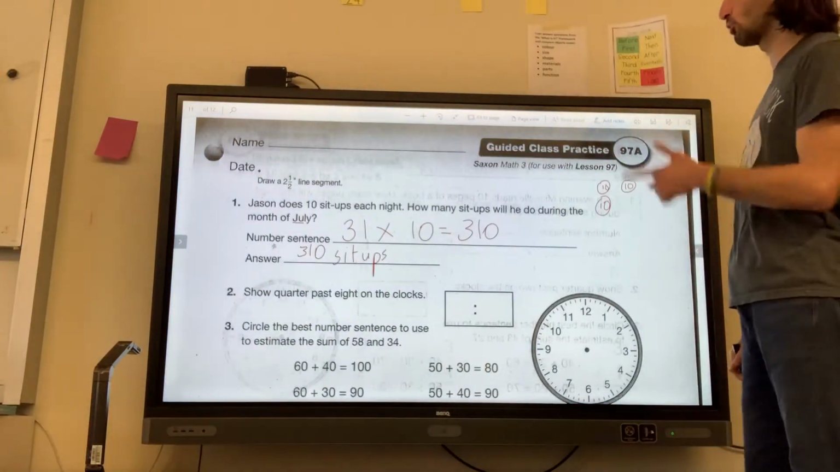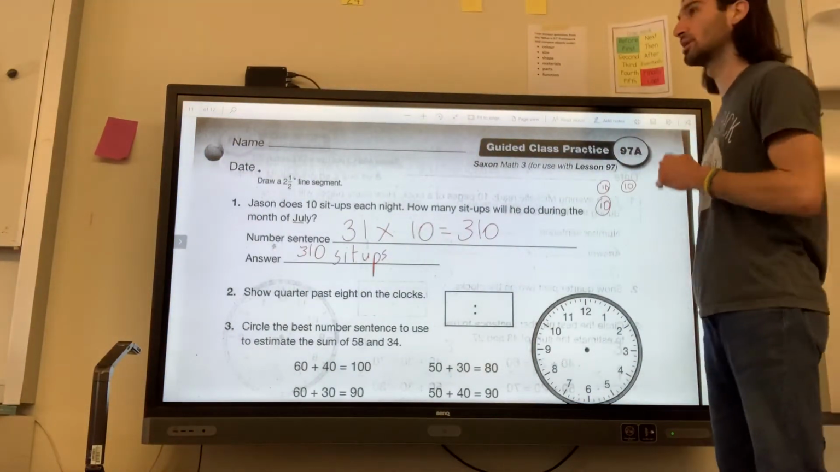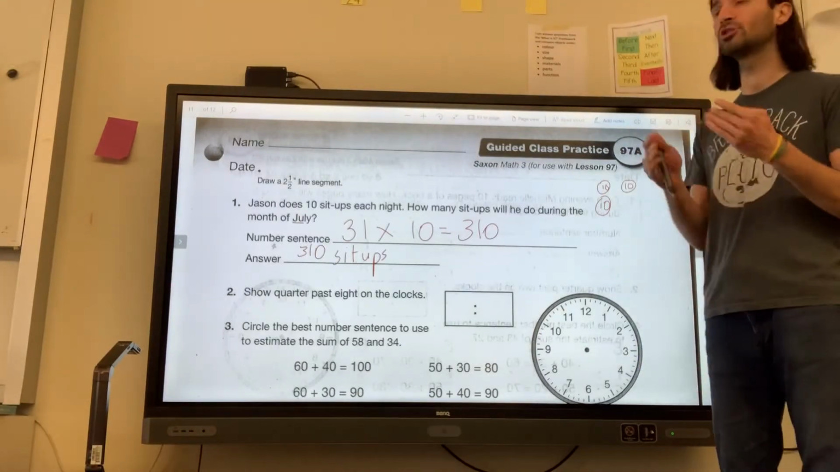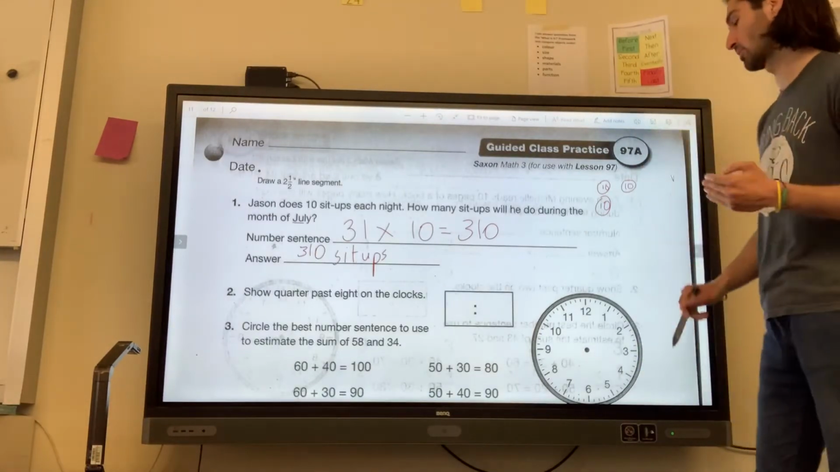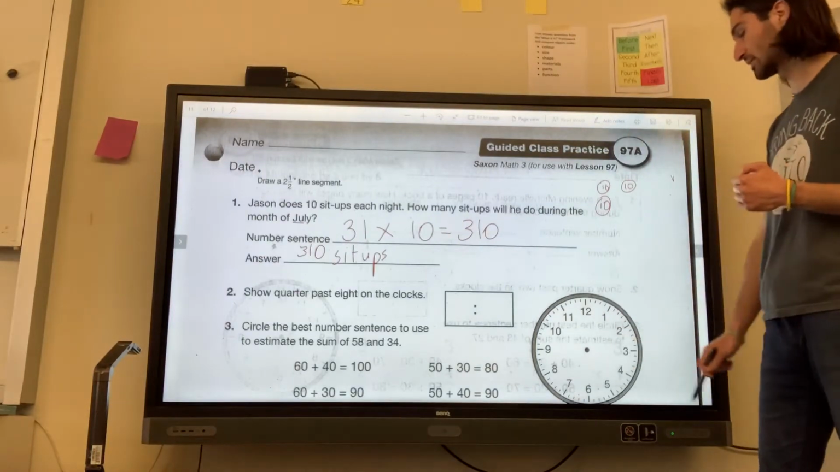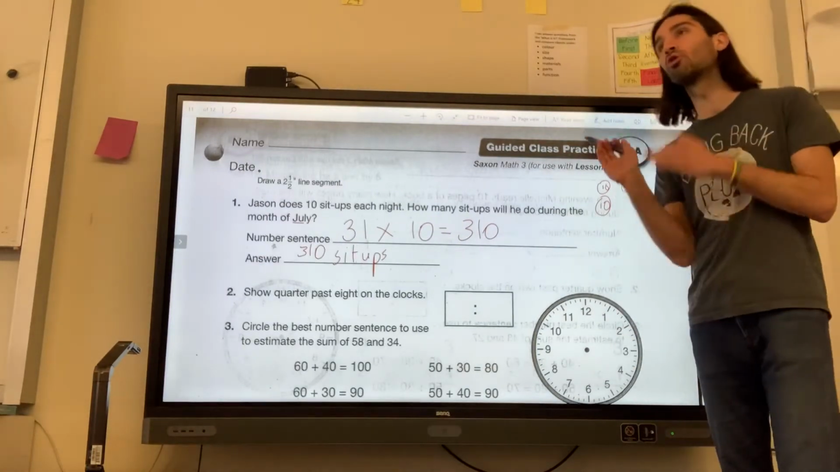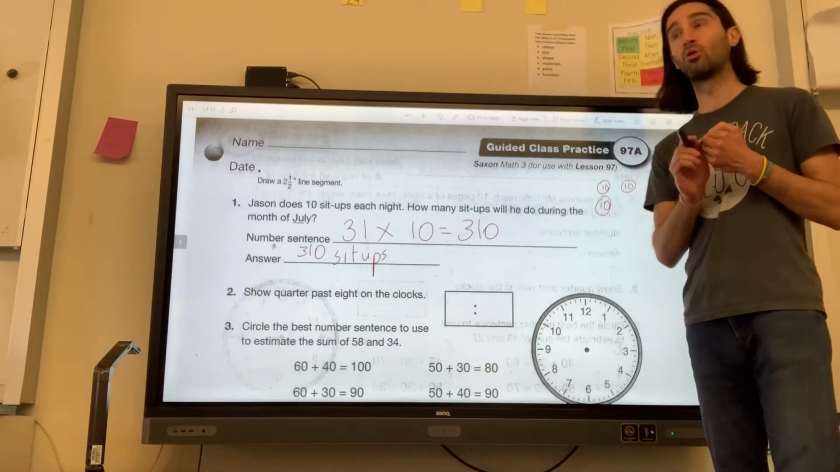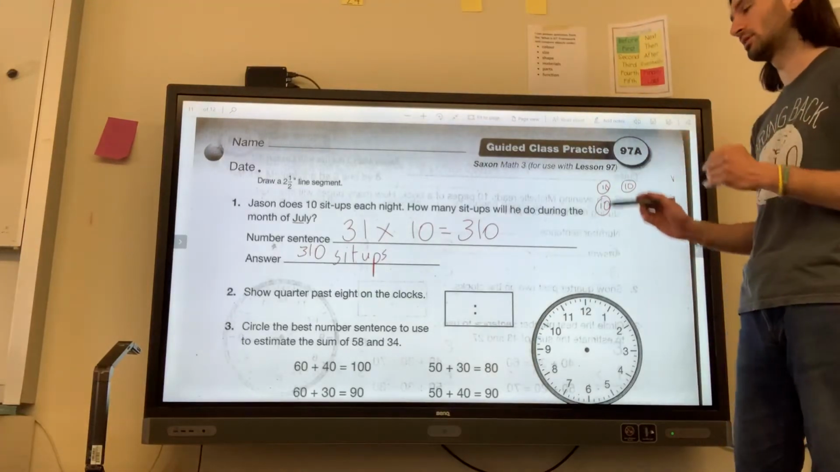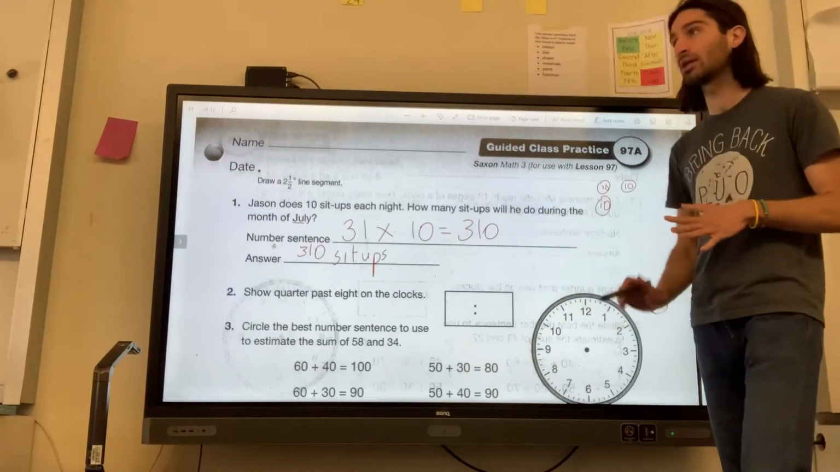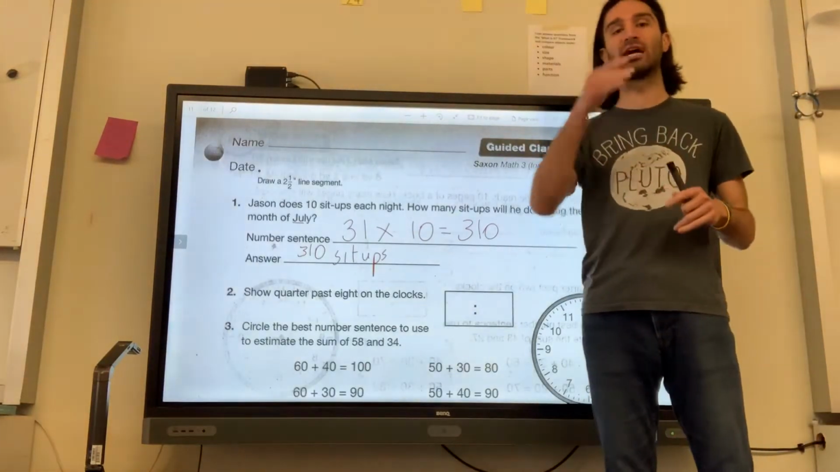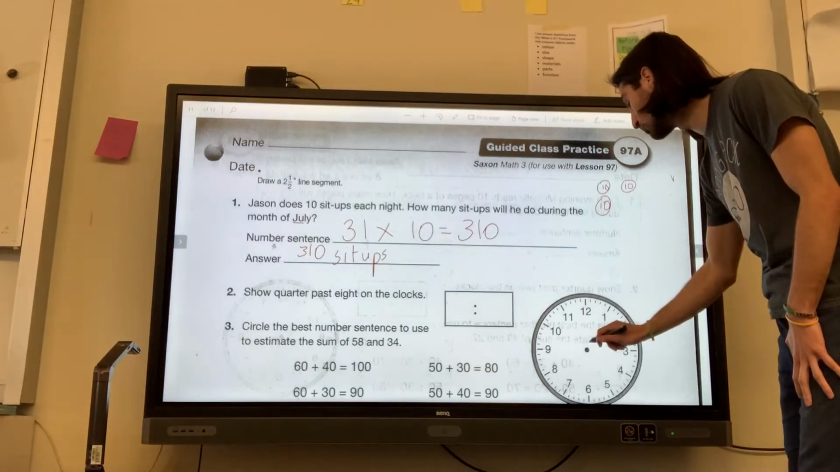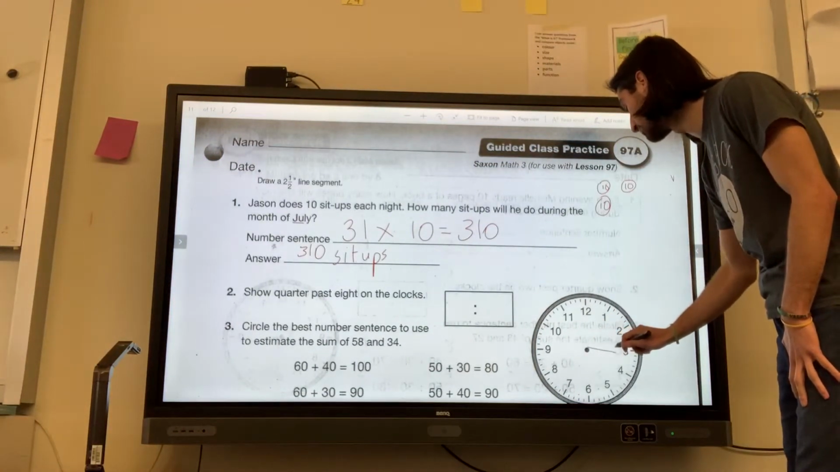Okay, show 8:15 on the clocks. 8:15. So we started doing 8:30, which would take us all the way down to the 6. But we're just doing a quarter. A quarter is less than half. A quarter is a half of a half, because this clock is cut into quarters. It's cut into 4 parts. So 8:15 would just be to the 3.